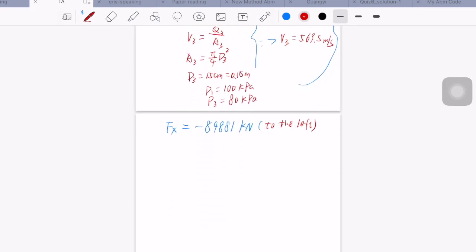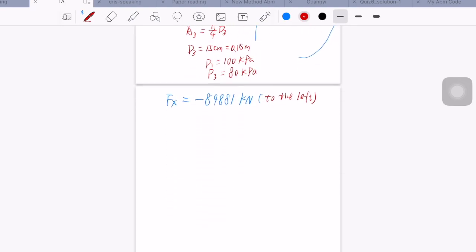And then we need to apply the momentum equation in the y direction. In the y direction, we have that Fy plus the P2 times A2 should be equal to m dot times minus V2. And we have Fy should be equal to the negative rho times Q2 V2 minus the P2 times A2.